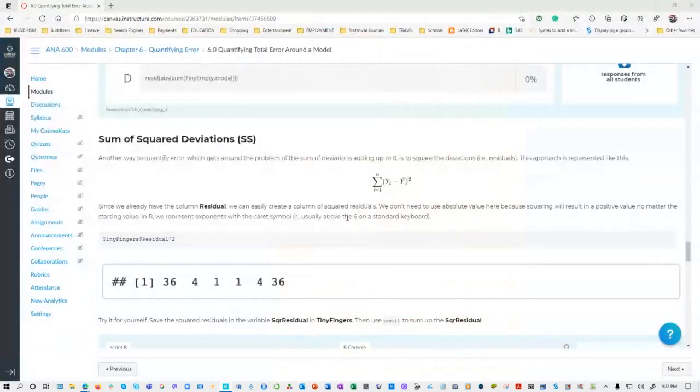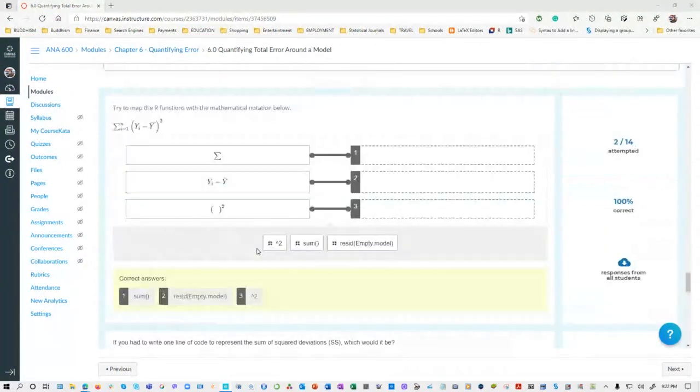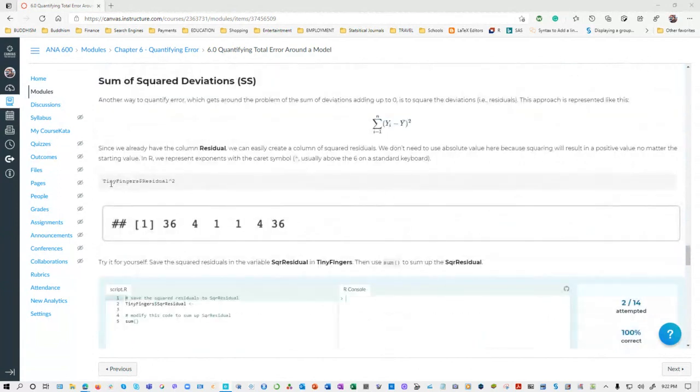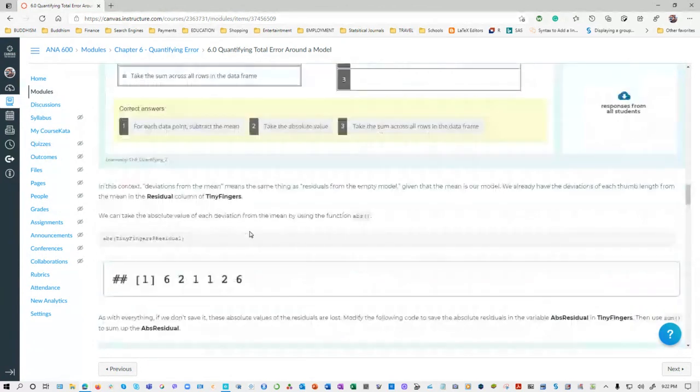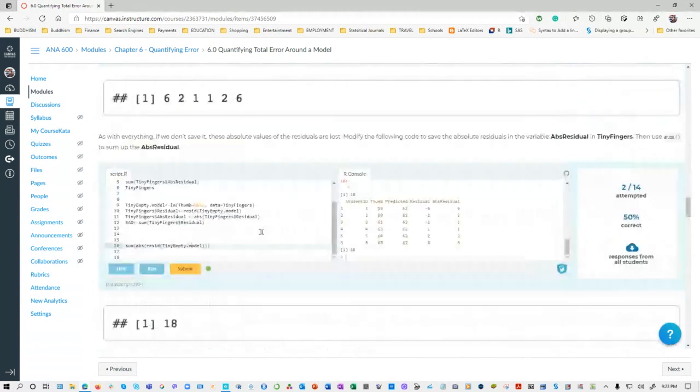So that's what they were trying to do at the second stage. Now they're going to square. If you square those numbers, you take the residual and square it. Whatever you had here, minus 6 squared, you get 36. Minus 2 squared, you get plus 4. Minus 1 squared, 1. 1 squared, 1. 2 squared, 4. 6 squared, 36. That's how you get the numbers.